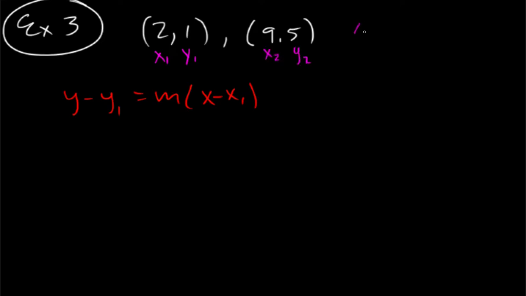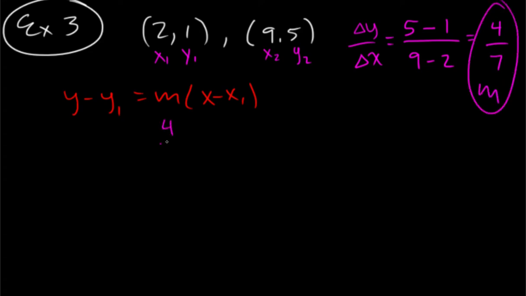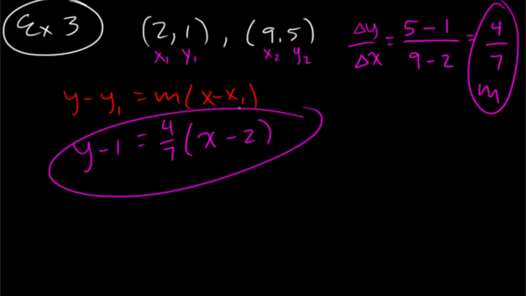And if you remember, change in y over change in x is how you find slope. So we're going to say y2 minus y1 over x2 minus x1. It's going to give us 4 over 7. And that's our slope. So 4 over 7 goes there. And minus 2. And y minus 1.